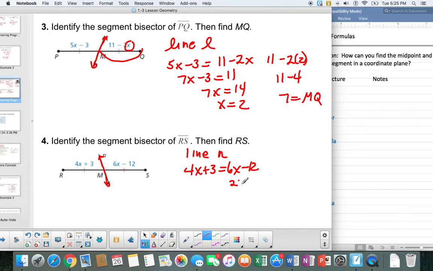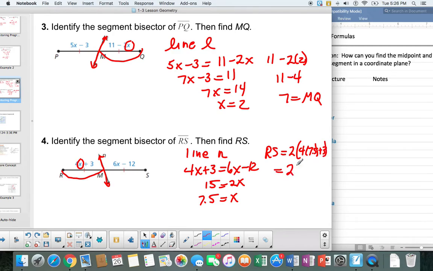And we're going to get 2x is equal to 15, x is equal to 7.5. And to figure out RS, we'll be finding the length of one of these and then doubling it. So I'm going to put 7.5 right into here. So RS will be 2 times, and I'm going to do 4 times 7.5 plus 3.